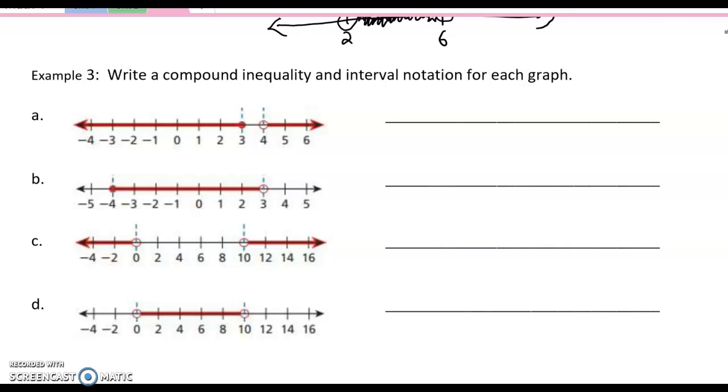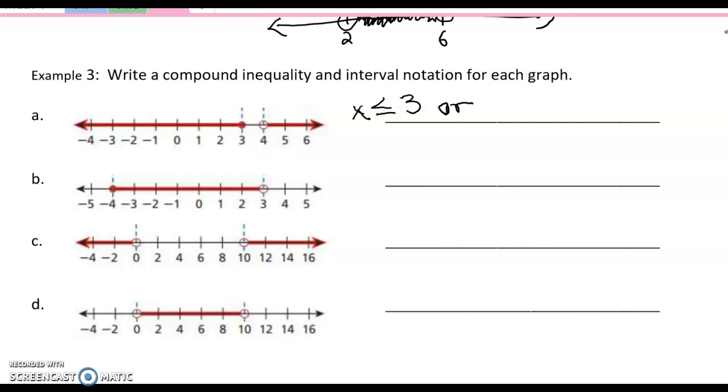So let's first write the compound inequality for this graph. We know that we're going to have the word or in there, so I'm going to write that on the line already. On the left half, we have 3 as the biggest number, and it's shaded to the left. So here we're looking for all x values that are smaller than or equal to 3. We have the or equal to option here because there's a closed circle on 3.